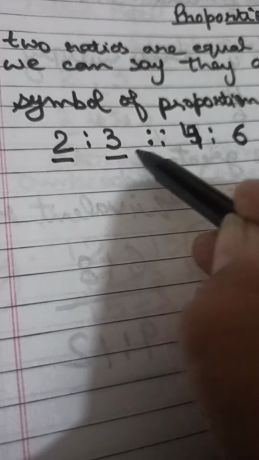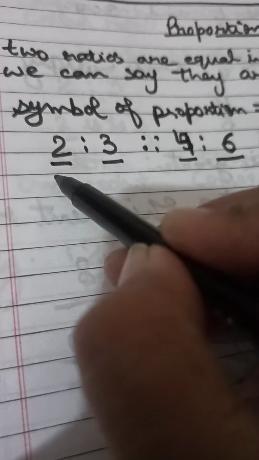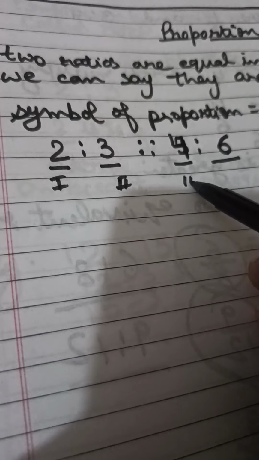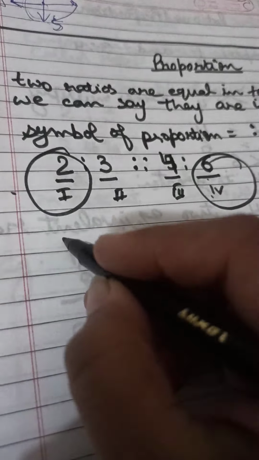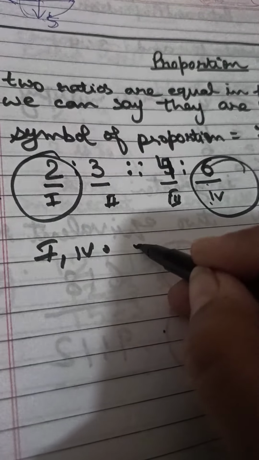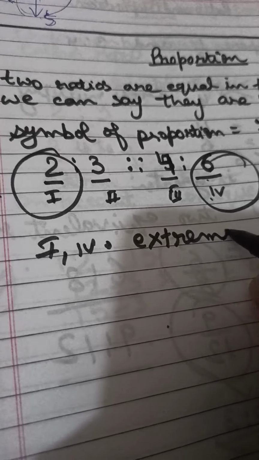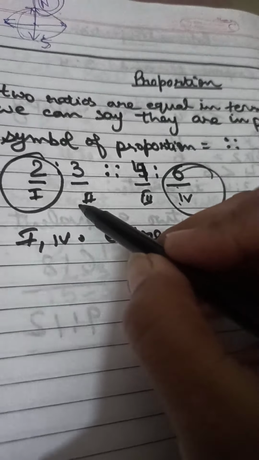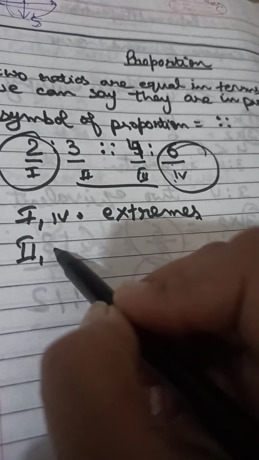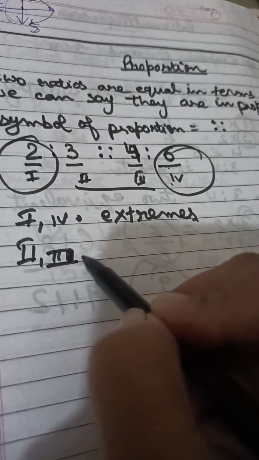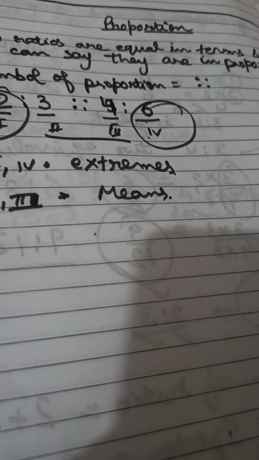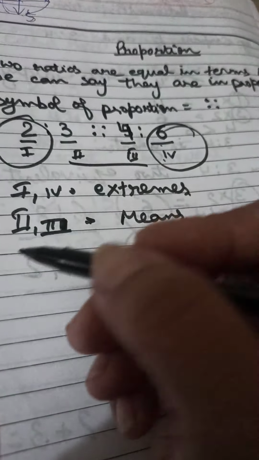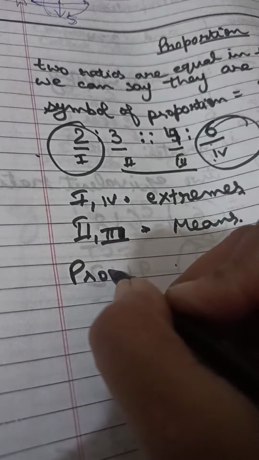First of all, I have to judge how many terms are there. How many terms are there? 1, 2, 3 and 4 terms are there. Okay. The first and fourth terms are called extremes. What we will call it? Extremes. And the second and third terms are called means. So there is one formula if I want to check whether they are in proportion or not, whether they are equal or not.